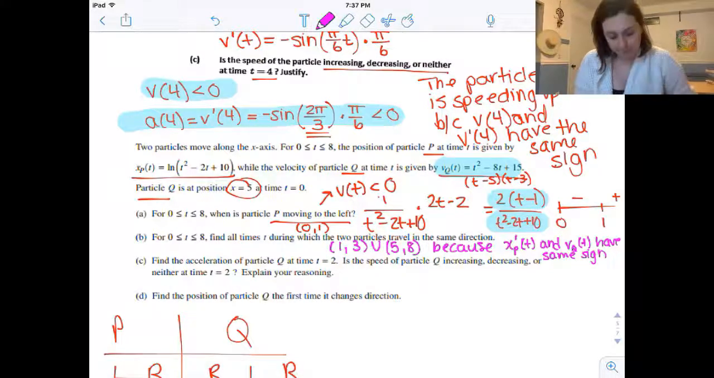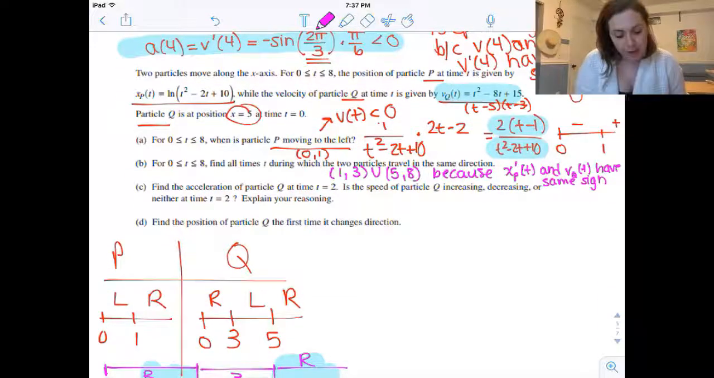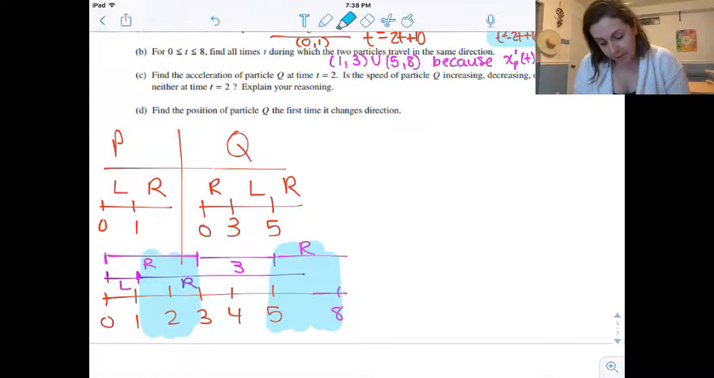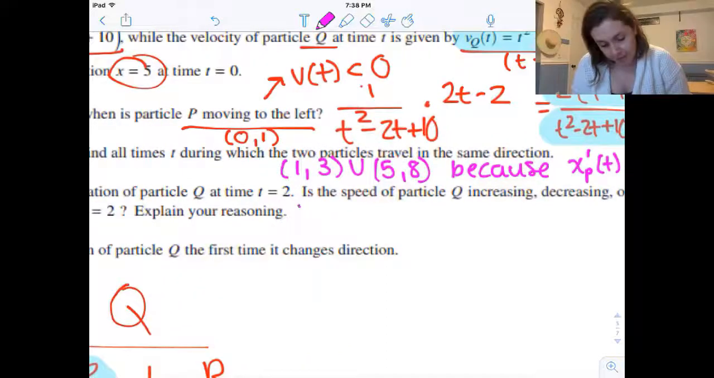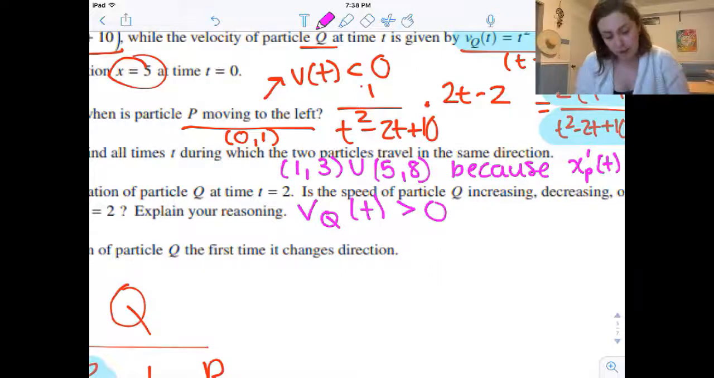Okay, next one. Find the acceleration of particle Q at 2. Is it speeding up, slowing down, or neither at t equals 2? Explain. So for this to be true, we need velocity and acceleration to have the same sign. So let's think about this. The velocity at 2, we already said, it's moving to the right. It's positive. So vQ of 2 is positive.